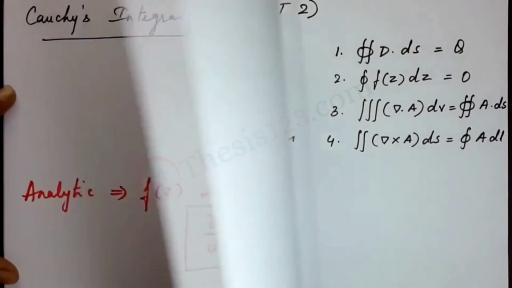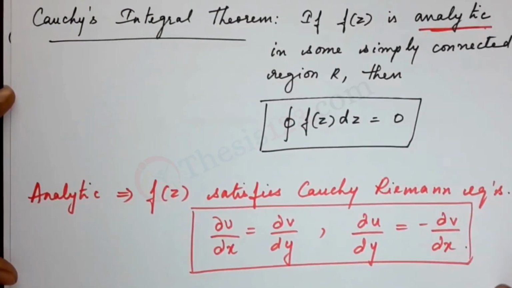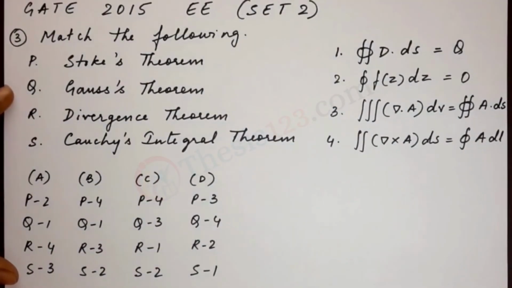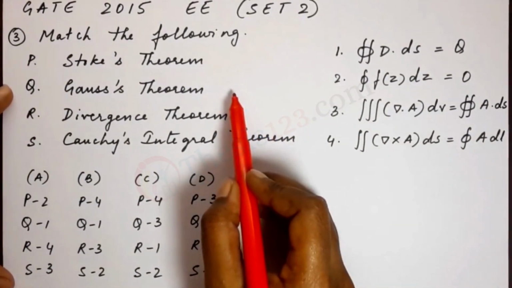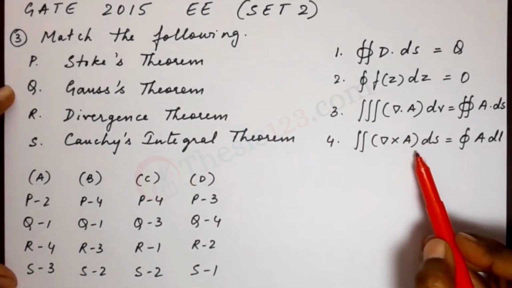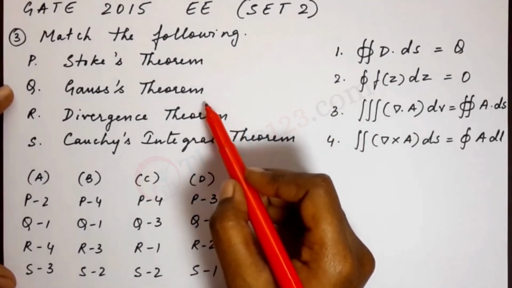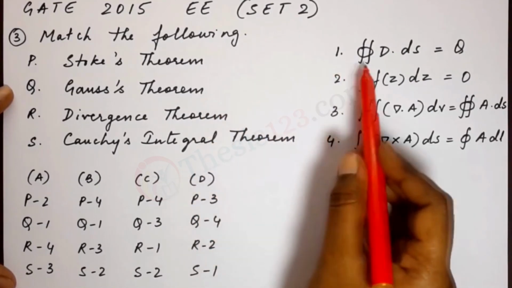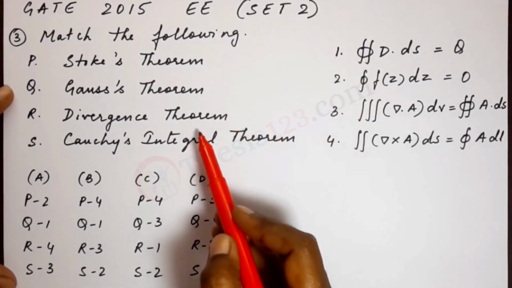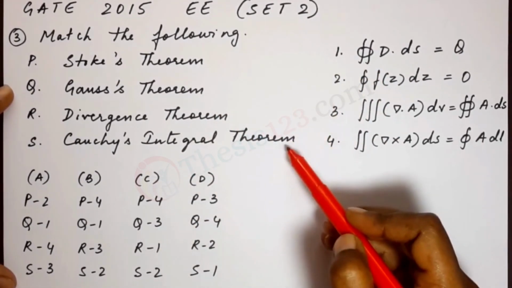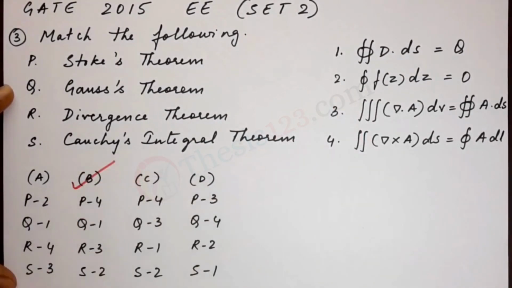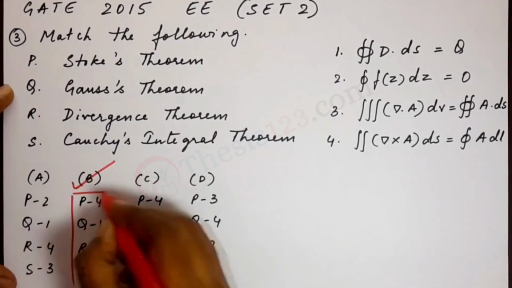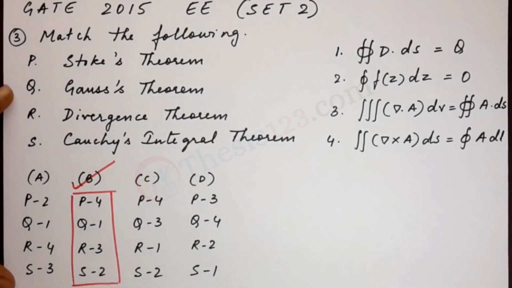So we now have all our 4 theorems with all the 4 equations. So we have Stokes Theorem, which corresponds to number 4, Gauss's Theorem, which corresponds to number 1, Divergence Theorem is 3, and Cauchy's integral theorem is number 2. So which means option B is the right answer. Well, this is the solution, and I hope it has helped.